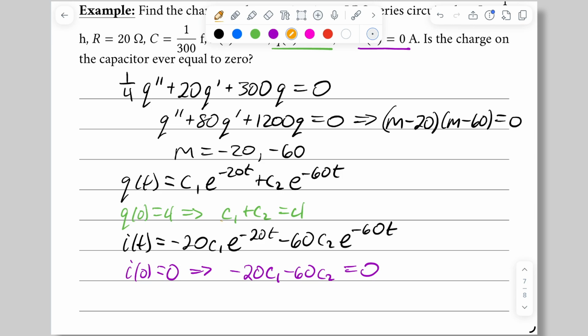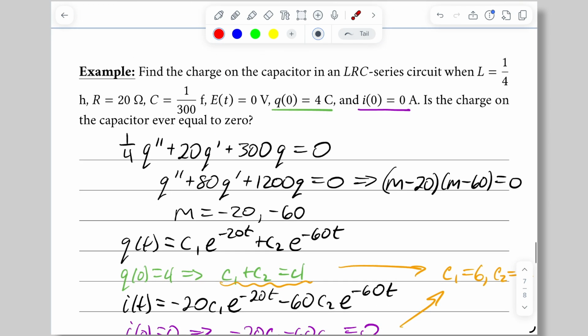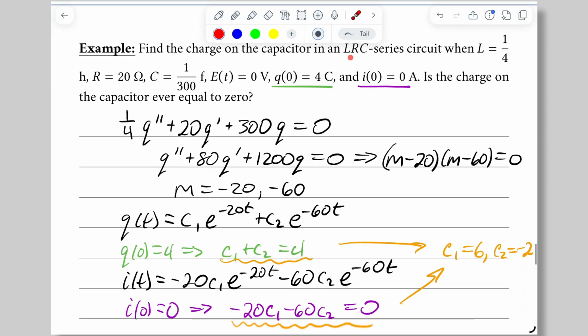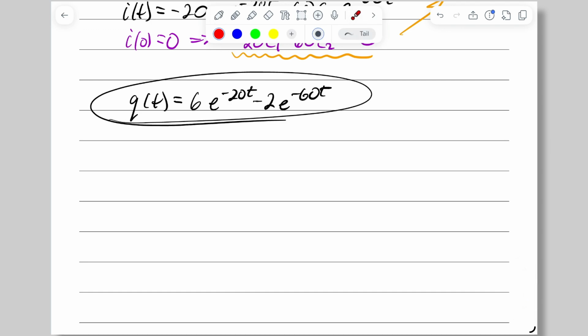We now have a system of equations. c1 plus c2 equals 4. -20 c1 minus 60 c2 is equal to 0. Solving the system is going to give us that c1 is equal to 6 and c2 is -2. Our model is then q(t) is equal to 6 e^(-20t) minus 2 e^(-60t). That function answers the part, find the charge on the capacitor. So that's part of what we're looking for. Circle it because we're really proud of it.